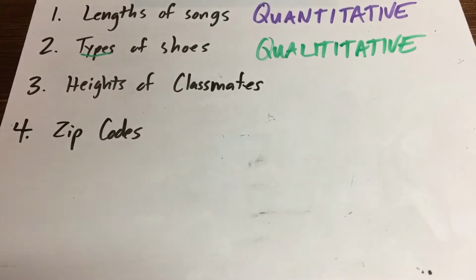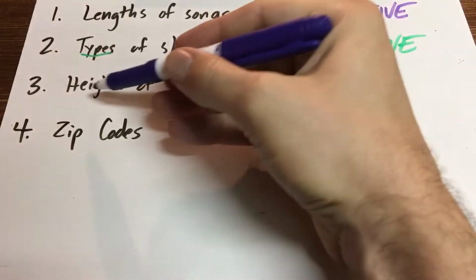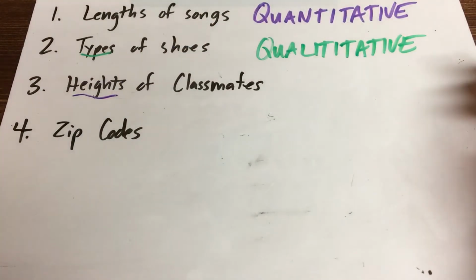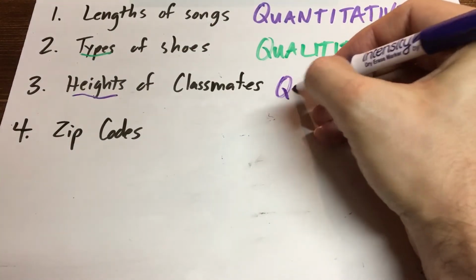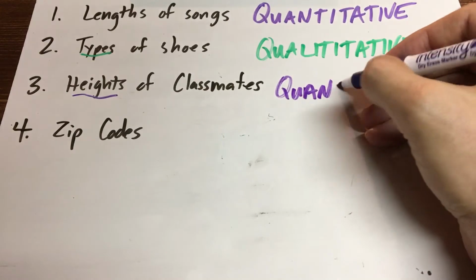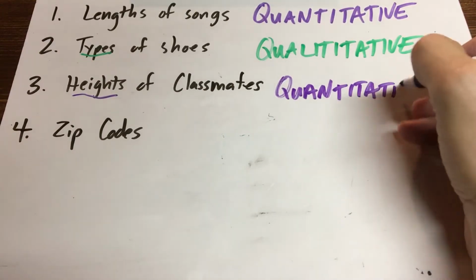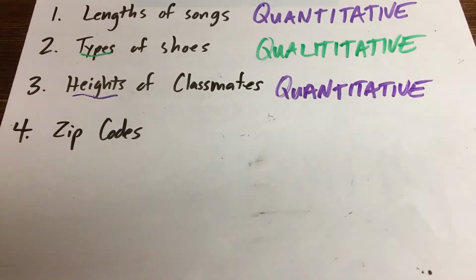The next one, number 3, the height of your classmates. What do you guys think? If this is somebody's height, can I measure that? Of course I can. If I can measure it, quantitative is what I want to pick. How tall everyone is in inches or centimeters or whatever we're measuring it in.